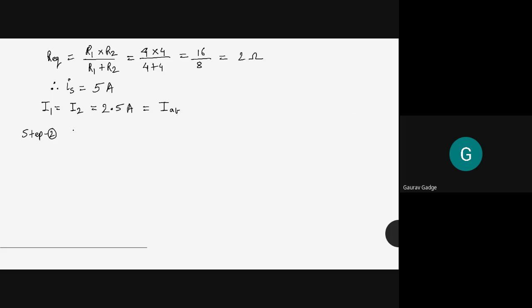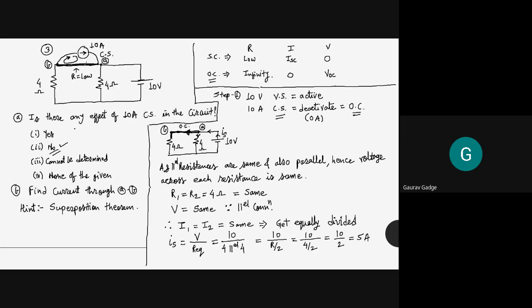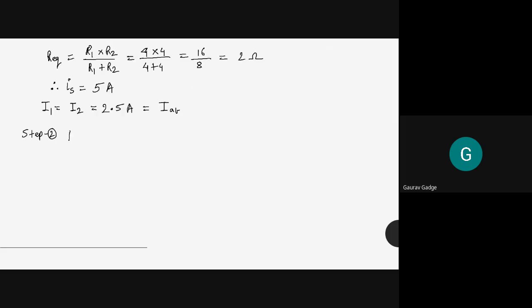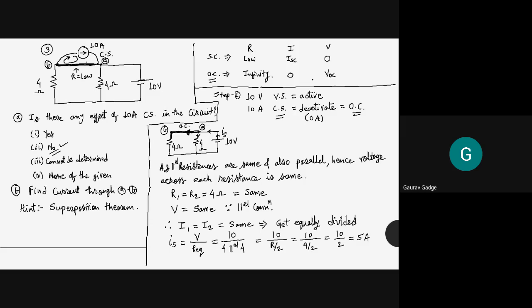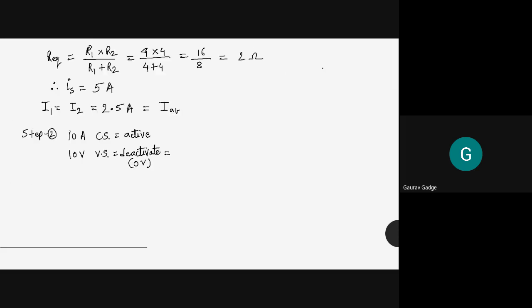Now what do you have to do? हमने 10 वोल्ट वोल्टेज सोर्स को एक्टिव रखा था. अब हम लोग क्या करेंगे, 10 ampere current source active and 10 volt voltage source deactivate. अब अगर 10 वोल्ट वोल्टेज सोर्स को deactivate करना है, इसका मतलब आपको क्या करना होगा, you have to make it 0 volt. अब ये voltage source 0 कब होगा, just see the table. When you put a short circuit, the voltage becomes 0. So here also you have to put a short circuit here.